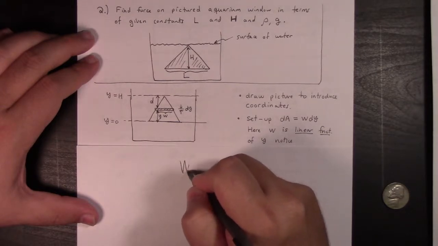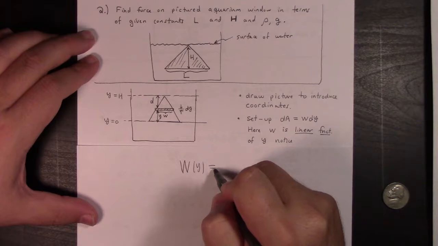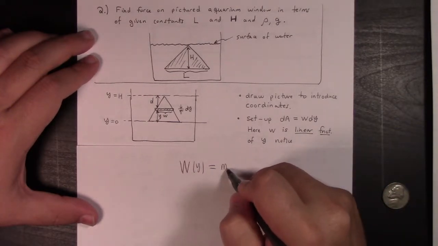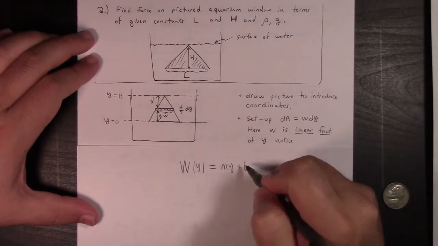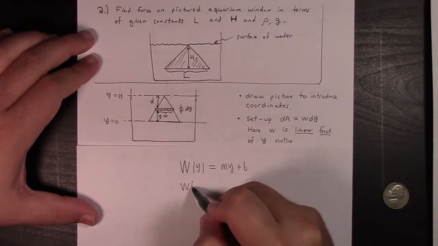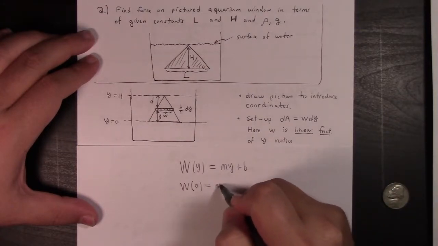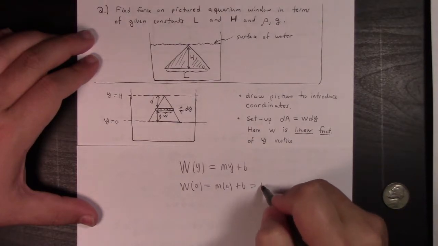Just if we decide w is linear, that means that w of y is equal to, let's see here, I need some letters. I don't think I've used b anywhere, so let's say my plus b. So we got like y of 0 is equal to m times 0 plus b, which is equal to L.